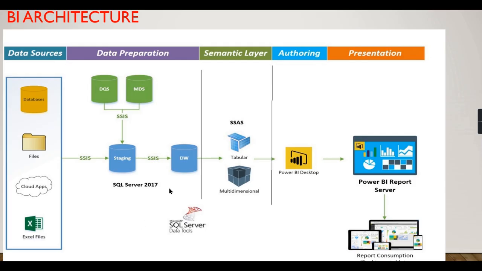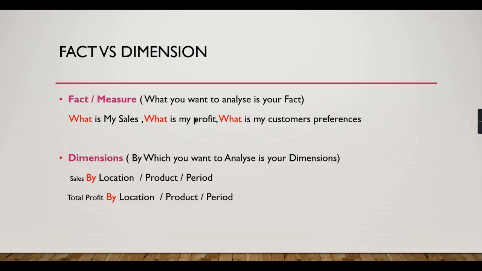With this note, let us move on to some new concepts. I want to introduce some new terminologies so that they will be familiar. In the data warehouse world, there are two terminologies everyone should be aware of: facts or measures, and dimensions. A fact is what you want to analyze. Like what is my sales, what is my profit, what is my customer's preference. These are the numerical quantities that you want to aggregate and see. That is what your facts are.